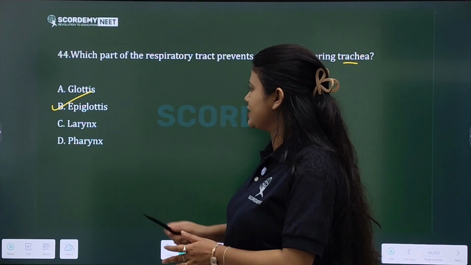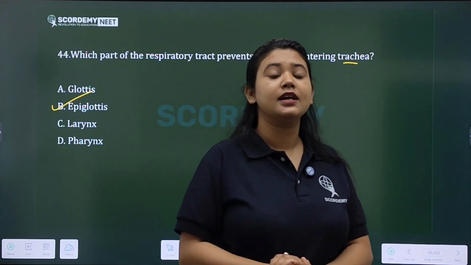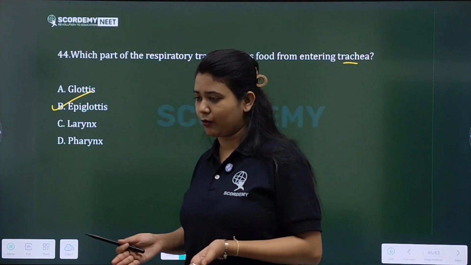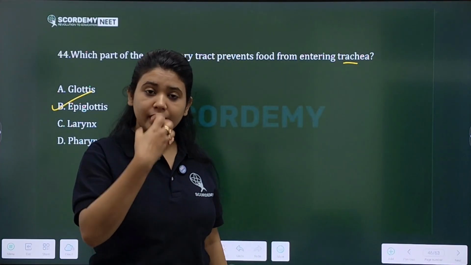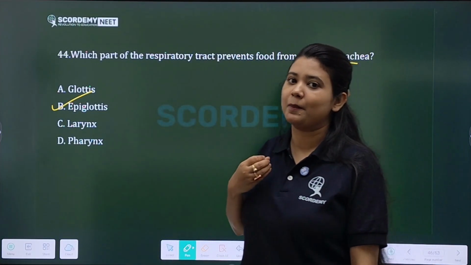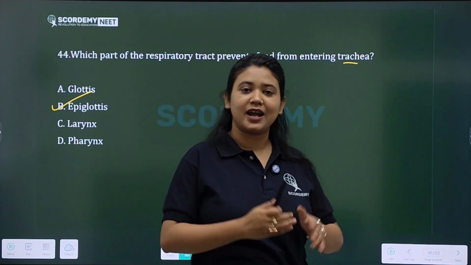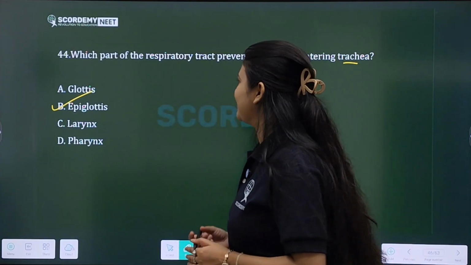So this is your epiglottis. This is a flap-like covering, okay? The epiglottis is a flap-like covering that covers the trachea when we are swallowing food, thus preventing choking, okay? So see how wonderful our body is, isn't it? How wonderful our entire body is. Yes? Okay.